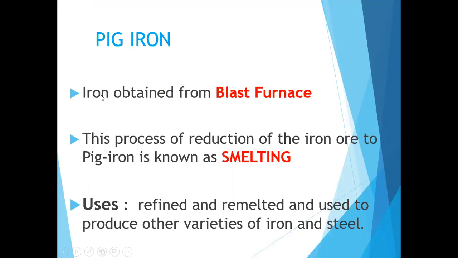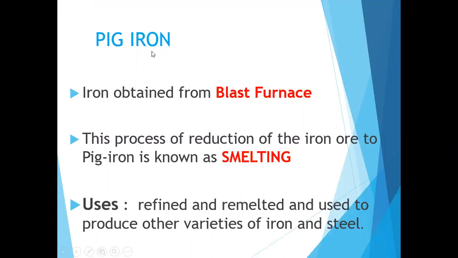It is iron obtained from the blast furnace. We already discussed the blast furnace. When you get iron from the blast furnace, that is known as pig iron. This process of reduction of iron ore to pig iron is known as smelting. That process in the blast furnace is known as smelting.